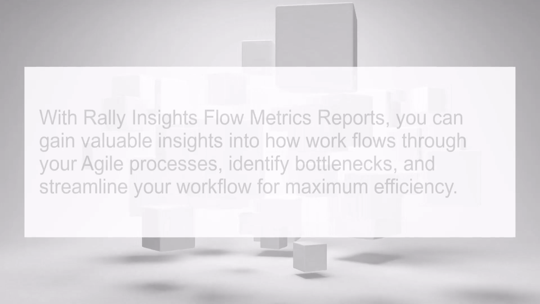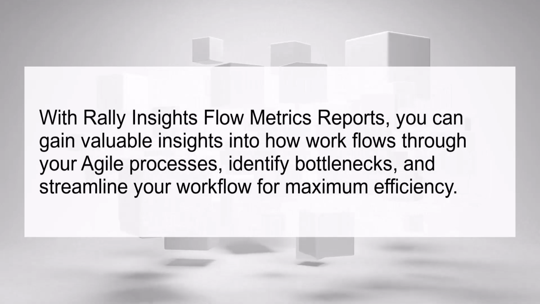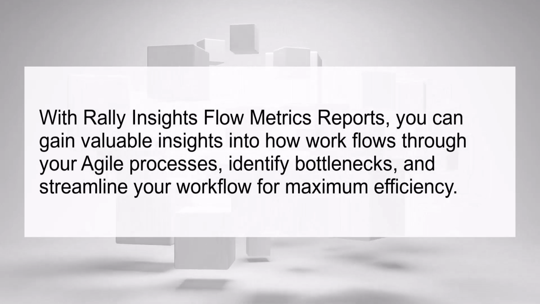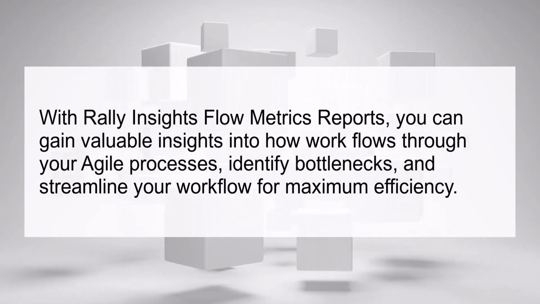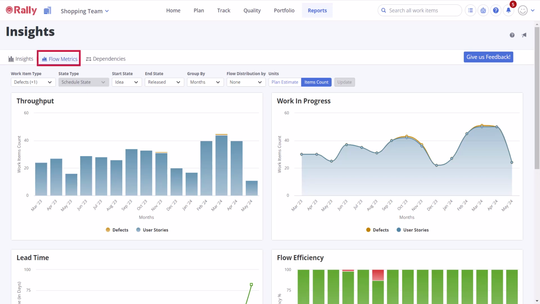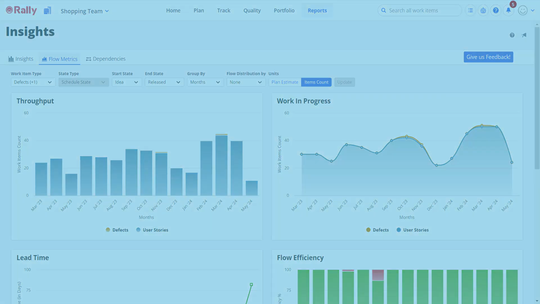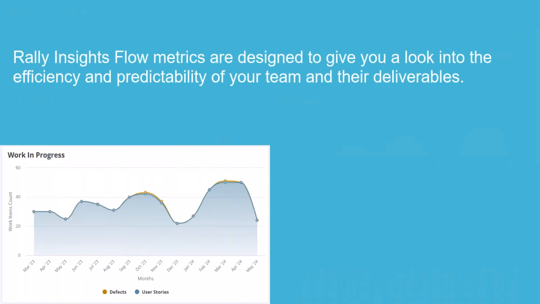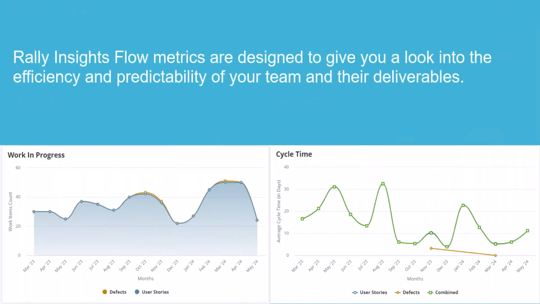With Rally Insights Flow Metrics reports, you can gain valuable insights into how work flows through your Agile processes, identify bottlenecks, and streamline your workflow for maximum efficiency. The Flow Metrics tab on the Rally Insights page allows you to see a variety of charts that show you the current state of work for your selected team. These metrics are designed to give you a look into the efficiency and predictability of your team and their deliverables. For example, you can see when your work in progress count or cycle time for feature work is increasing.